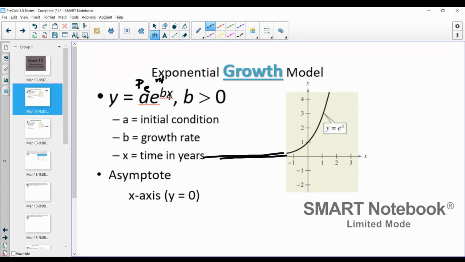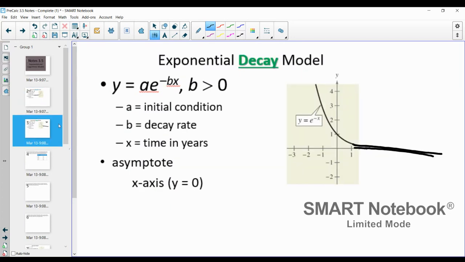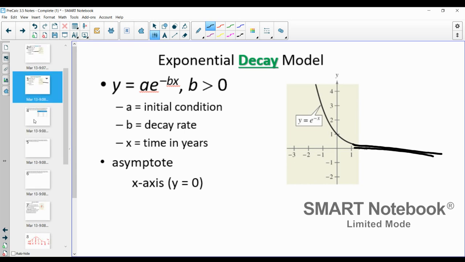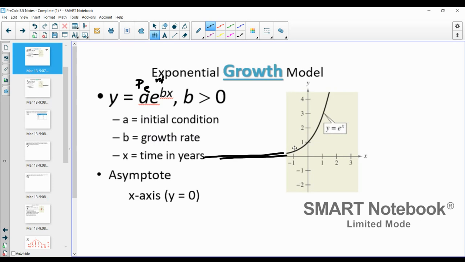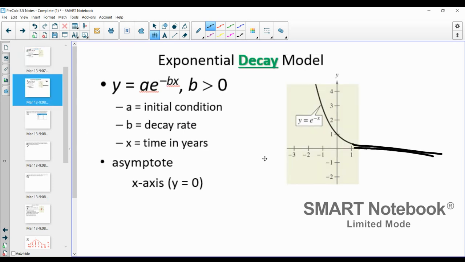And so we're going to use the same kind of thing, but we like to use more generic letters because with P, we're talking principal investment, R, we're talking interest rate, T, we're talking time. And so we like to use A, B, and X just more generic. The decay model is very similar. We just have this negative b, which flips it over the y-axis. And so instead of being growth like we see here, it flips over the y-axis and becomes decay over here.